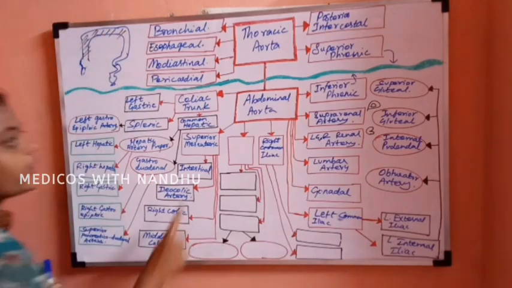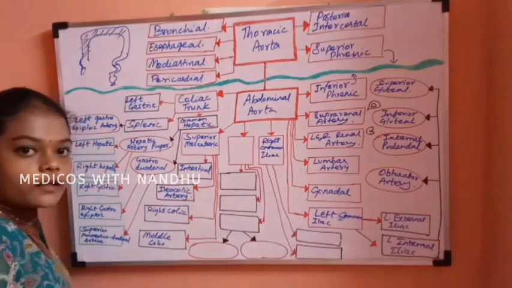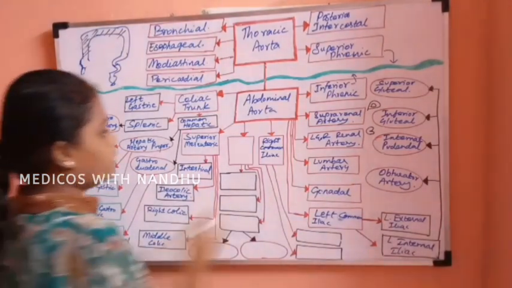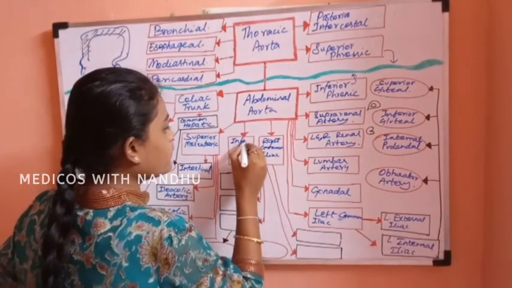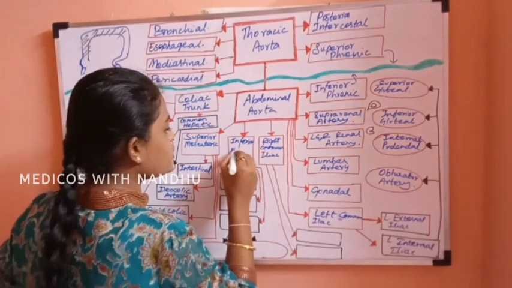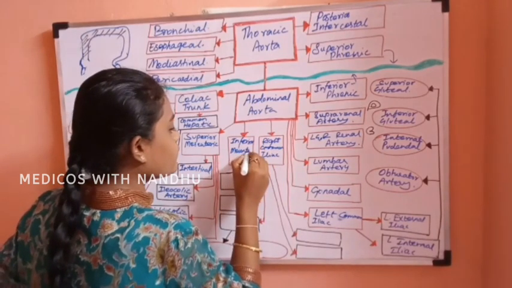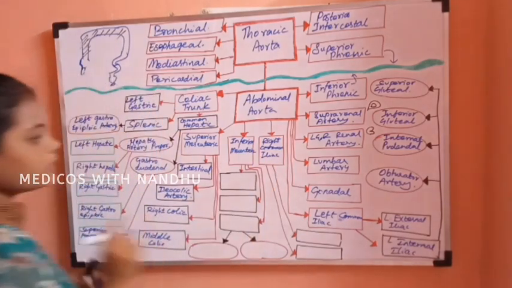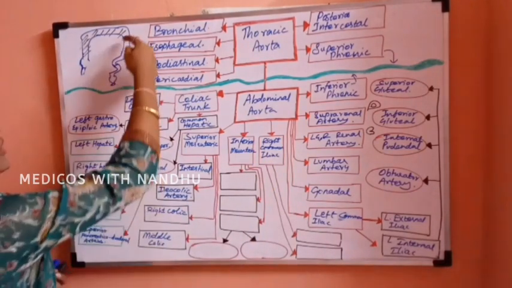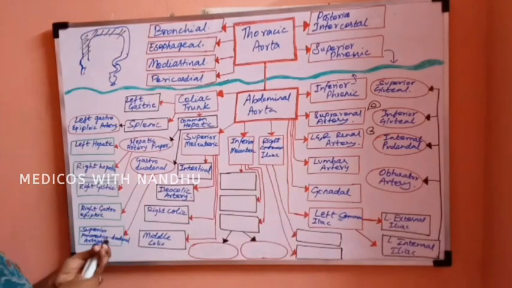Okay, next we have superior mesenteric, and then below it the inferior mesenteric. Right, good. So inferior mesenteric artery. The inferior mesenteric artery is going to supply the next part, the descending colon, sorry.